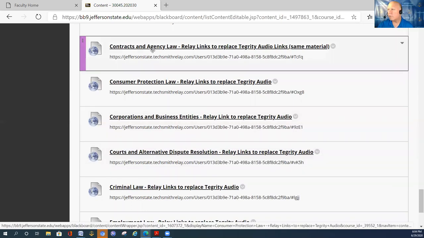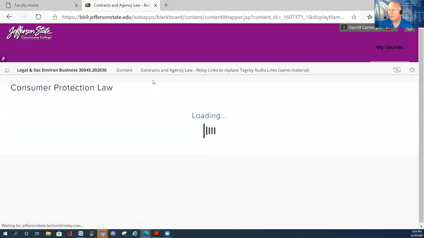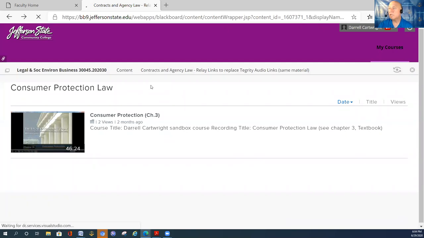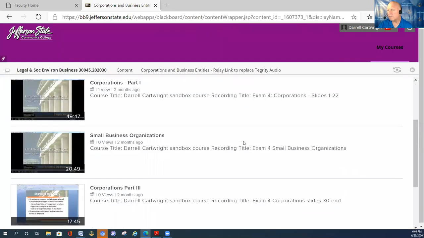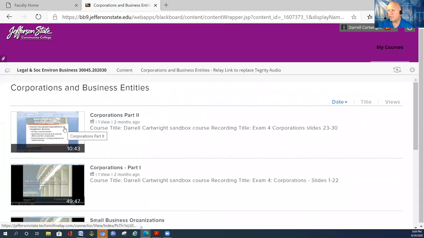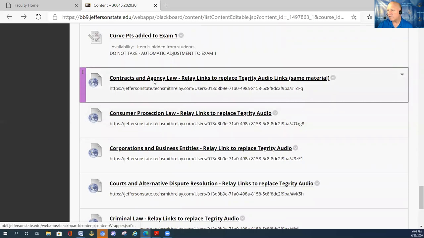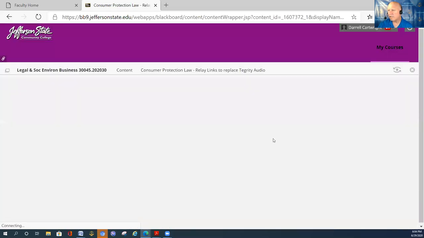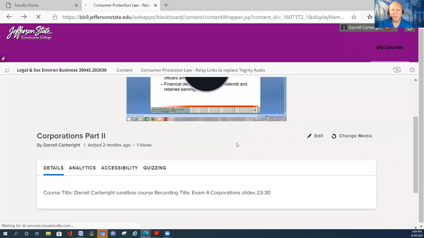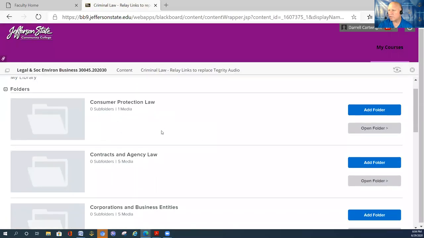And there's some confusion with it right now because if you click on some of them like contracts and agency law, the only thing that pops up is consumer protection. If you click on corporations and business entities, it pulls up corporations the way it's supposed to, so that one works. But click on something like consumer protection law and it gives you the corporations part. Anyway, it's all kind of mixed up. Criminal law, relay links. There we go. That's what I was trying to find.